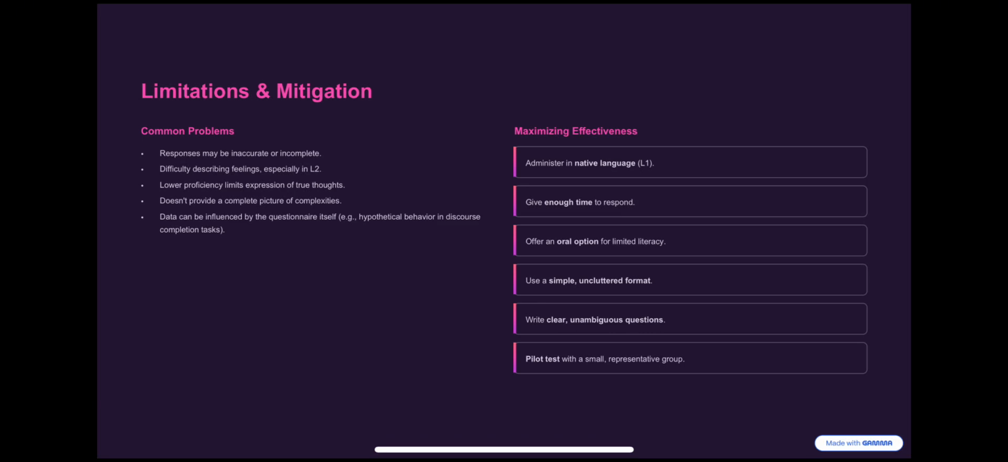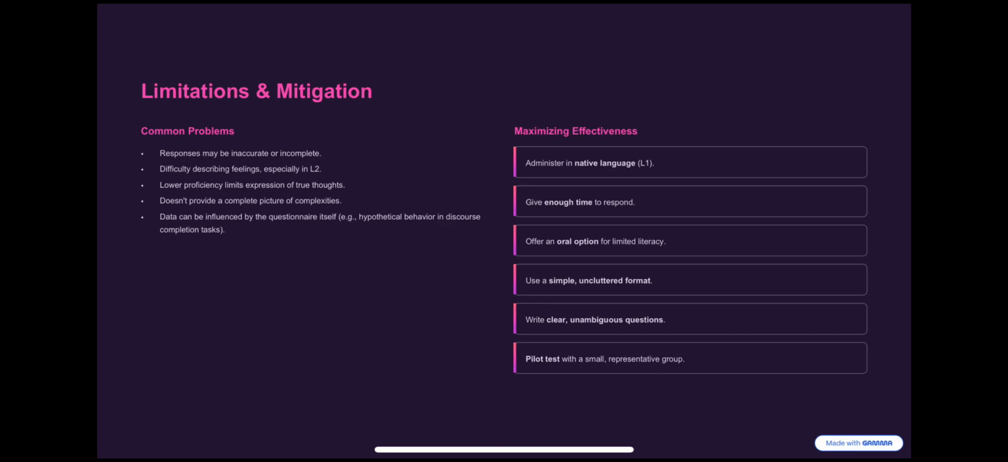To address this, researchers should, whenever possible, administer the questionnaire in a participant's native language, give participants enough time to respond, and offer an oral option for those with limited literacy skills. This ensures that all participants can express themselves comfortably.